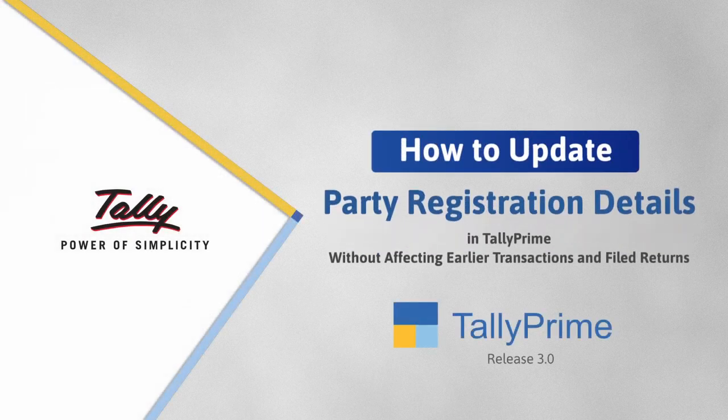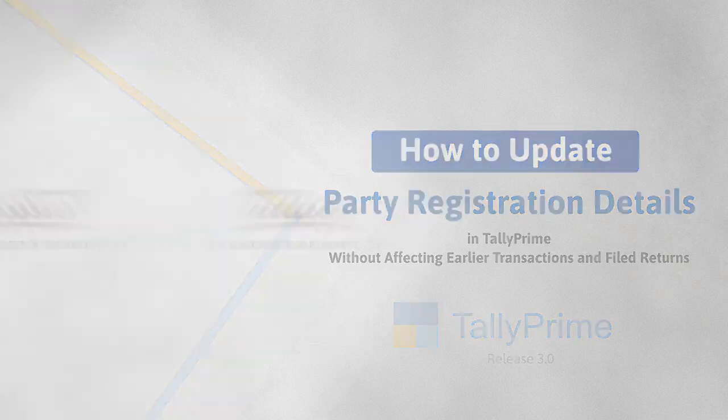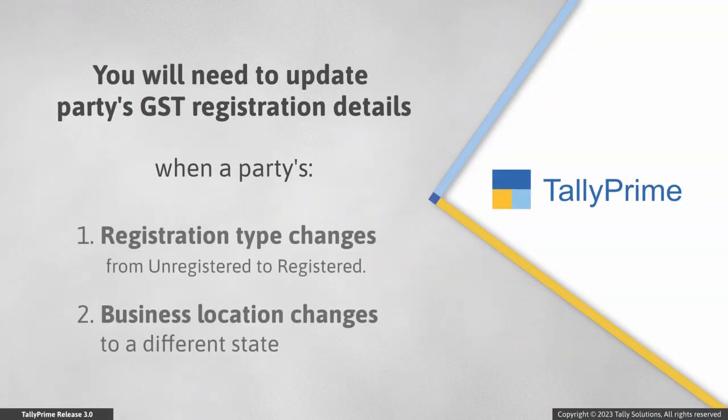In this video, you will understand the process of updating a party's GST registration details in such a way that the transactions recorded and GST returns filed earlier do not get affected. Consider that you are doing business with an unregistered party that later registers under GST, or a party's business location changes to a different state. In both the cases, you will need to update the GST registration details of the party.